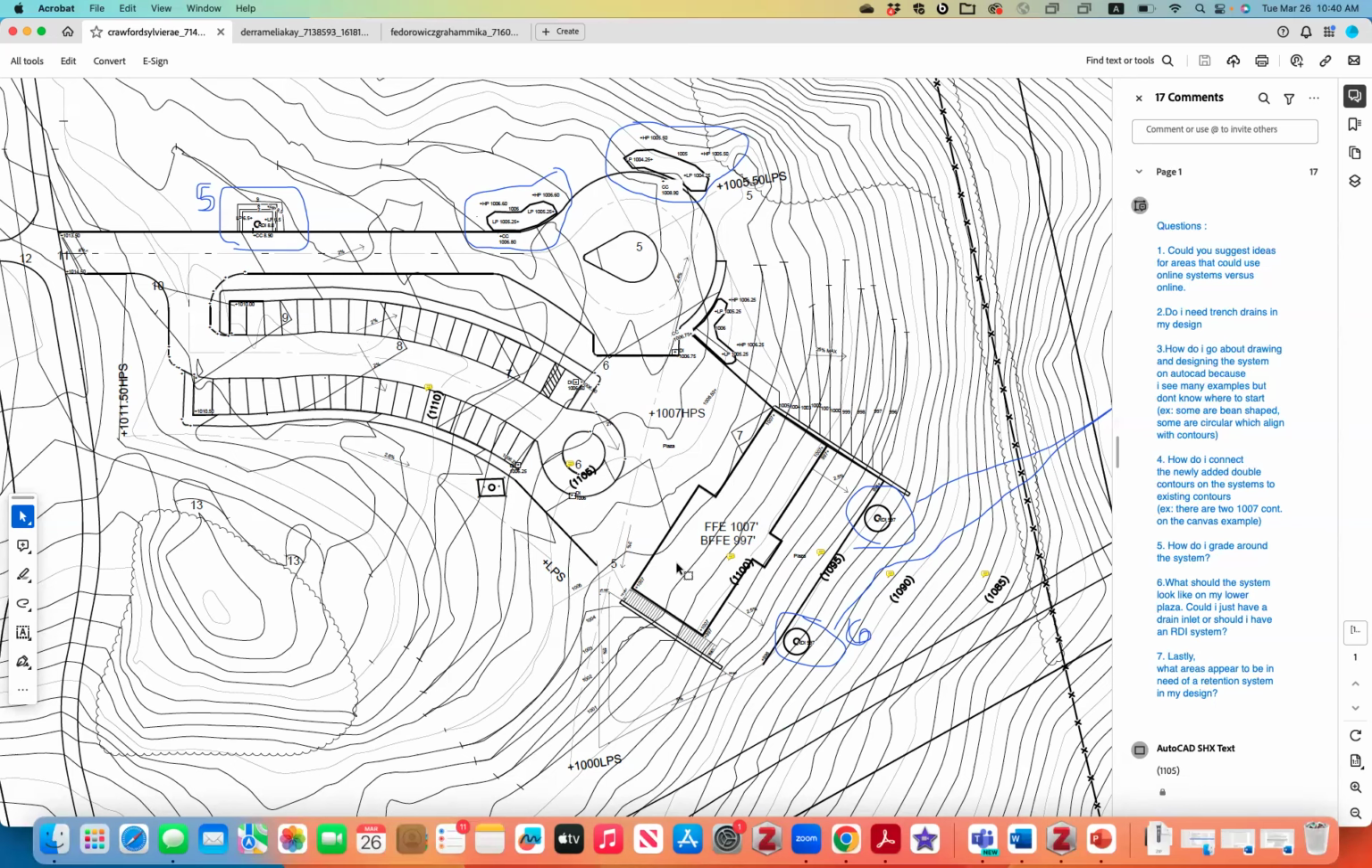Then what should the system look like on my lower plaza? Just a retaining wall, or should I have an RDI system? You actually would have a dispersion, kind of sheet flow system there.